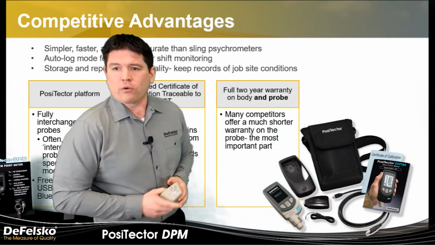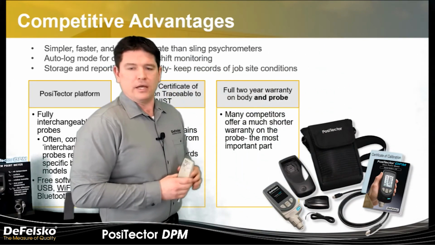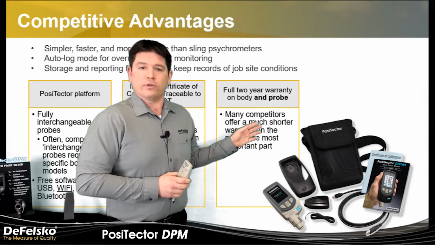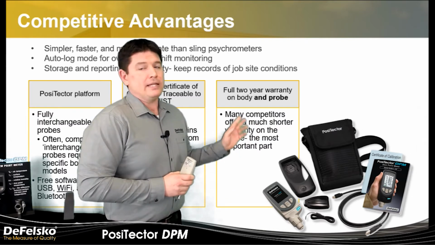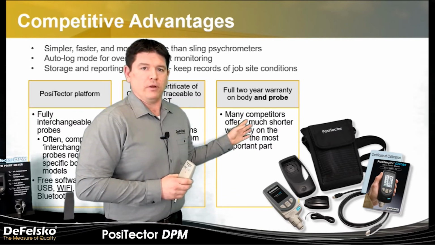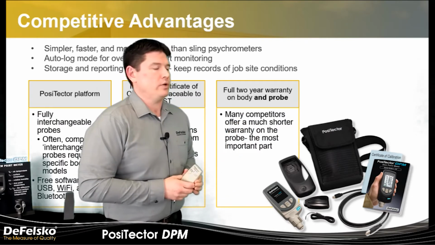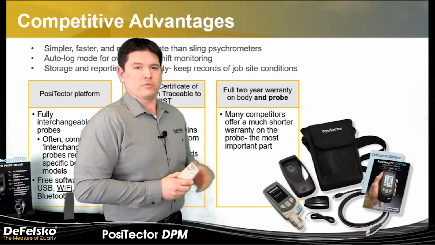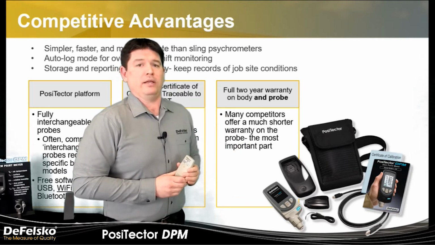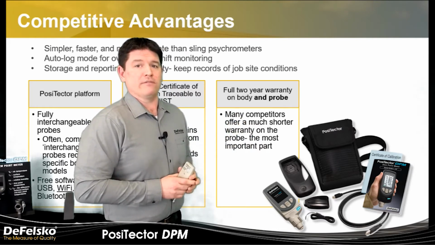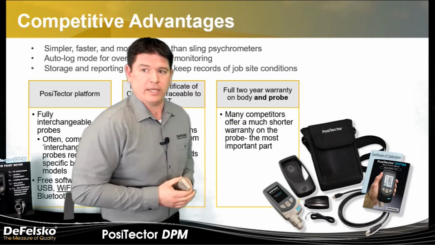Next, we have the full 2-year warranty on body and parts. This is standard with all DeFelsko products. This is not standard across the industry. And to get the full 2-year warranty for DeFelsko products, you don't need to do anything special. You don't need to register the gauge. They come with this warranty right out of the box. And it's a very uncommon thing in the industry to have a warranty this long. A lot of them are 1 year or even less in some cases.